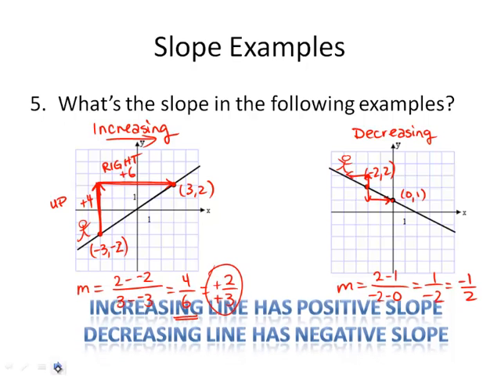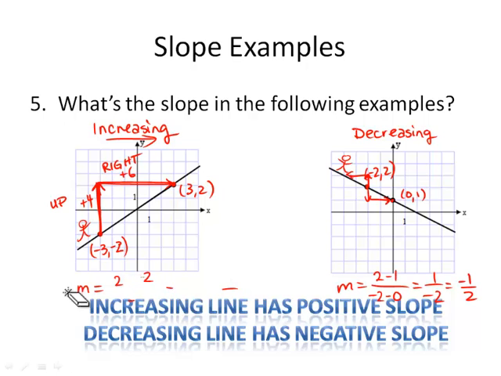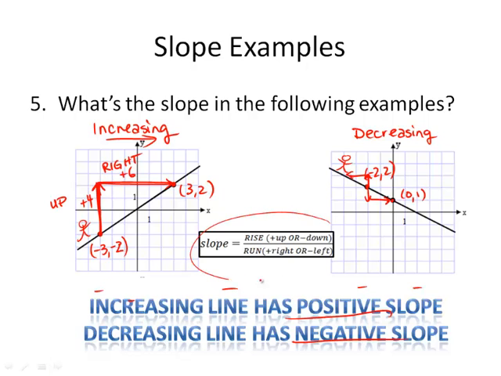So let's generalize here. You should be noticing that an increasing line has a positive slope and a decreasing line has a negative slope. You should also notice this important part here. This is the key that's going to let us use slope to our advantage. So whenever you look at the rise and the run, in the rise, if you decide a component is positive, it refers to going up, negative going down. Run, positive right, or negative left.